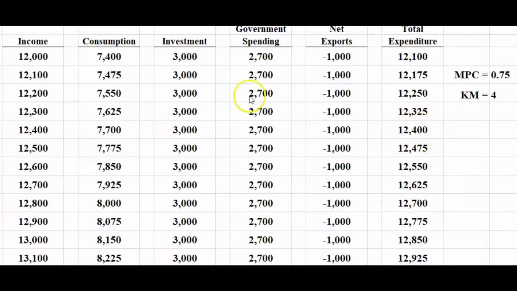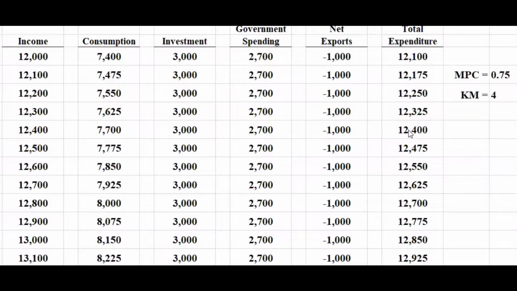So we can see here, this is our same example that we've been looking at up on the board, and we can see that our equilibrium GDP is 12,400 because we got 12,400 here, and on the other side of the column we got 12,400 here. That's our income is equal to our total expenditure.